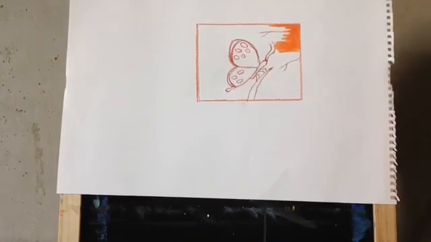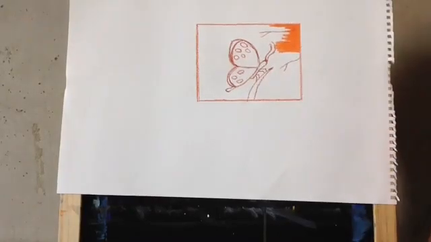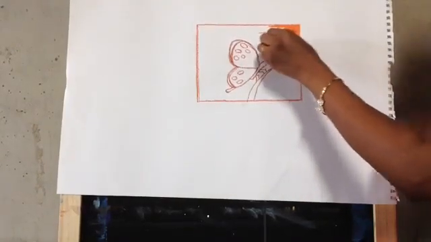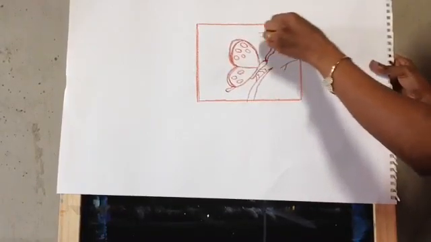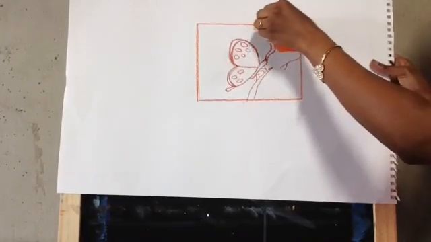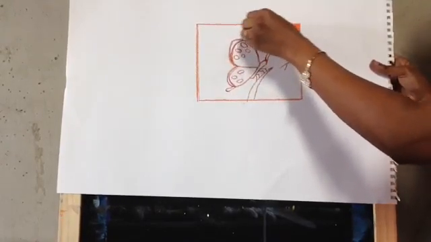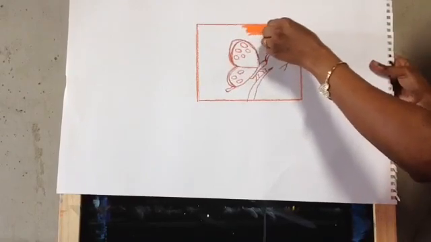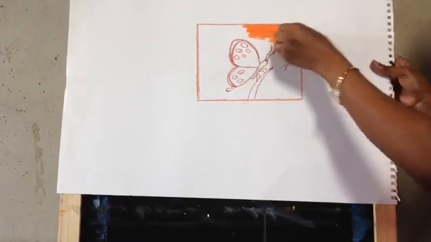So we are starting with our background. So I just started with orange here. So a quarter of this portion is going to be orange. Okay, nice and smooth without any white spots.